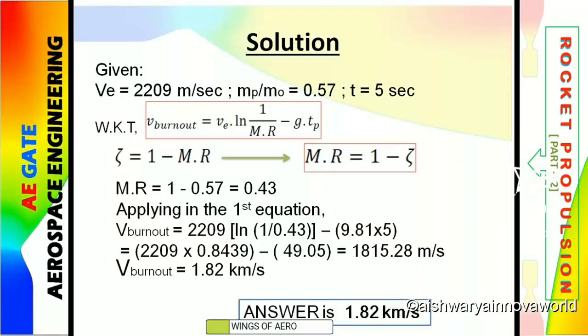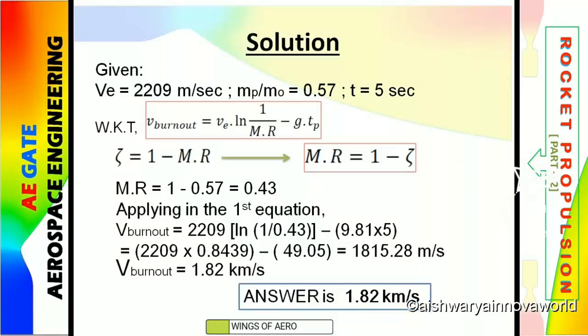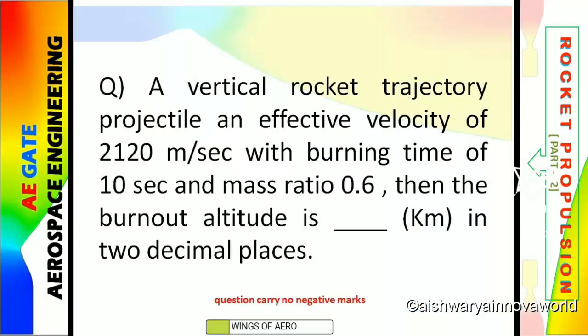So be specific with the units. If they ask for nanoseconds or a kilometer to meter conversion, make sure of it. Come to the next question: for a vertical rocket trajectory projectile with an effective velocity of 2120 meter per second, a burning time of 10 seconds and a mass ratio of 0.6, then the burnout altitude is how many kilometers, in 2 decimal places?